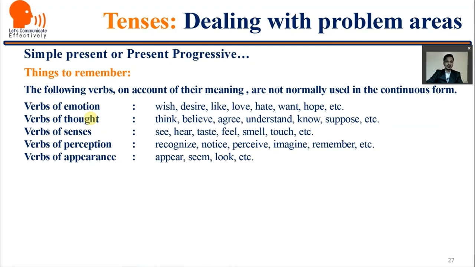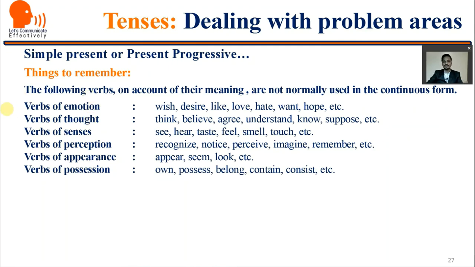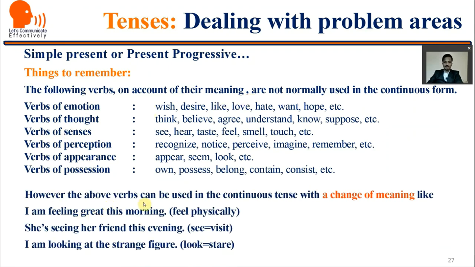Verbs of appearance: appear, seem, look. Verbs of possession: own, possess, belong, contain, consist. We cannot say containing, consisting, and belonging when we are talking about these verbs, on account of their meaning. But look at this now. However, the above verbs can be used sometimes in the continuous tense with a change of meaning.